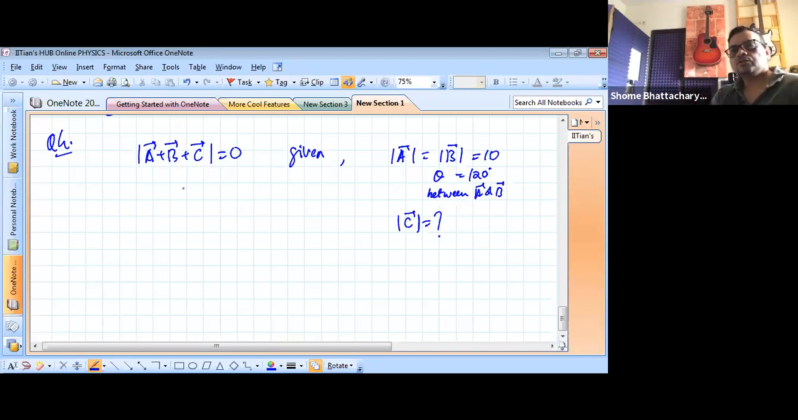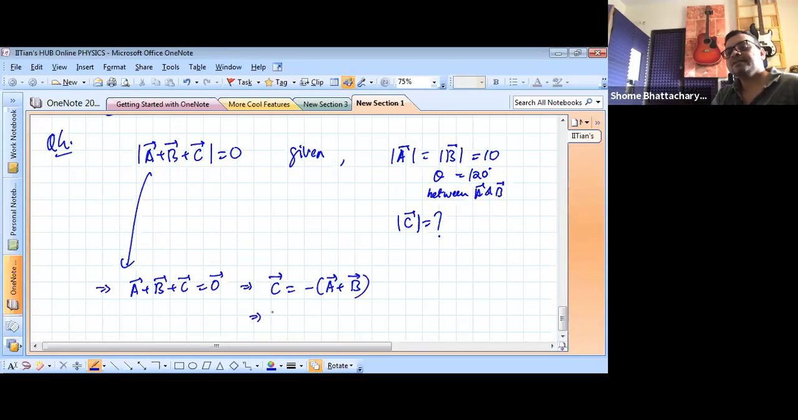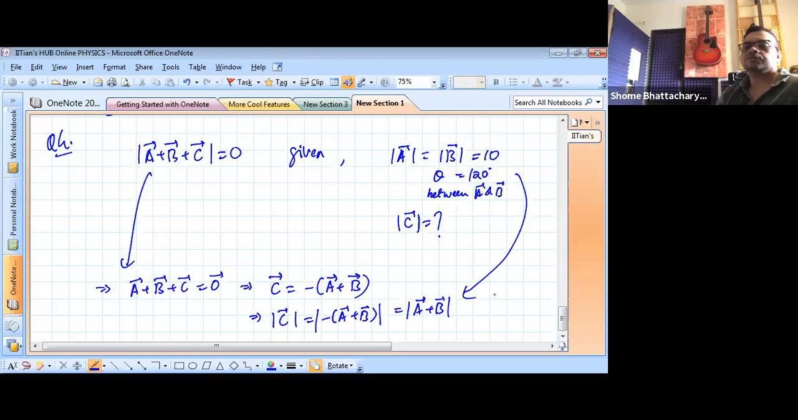Right. So what you do is you use this. This thing that is given implies that a plus b plus c is a null vector. That's why its magnitude is 0. So that implies that c is equal to minus of the vector sum of a plus b. So that implies that magnitude of c will be equal to magnitude of minus of a plus b, which will be nothing but mod of a plus b. And now just substitute this in the triangle law formula. Substitute that, you will get the answer.